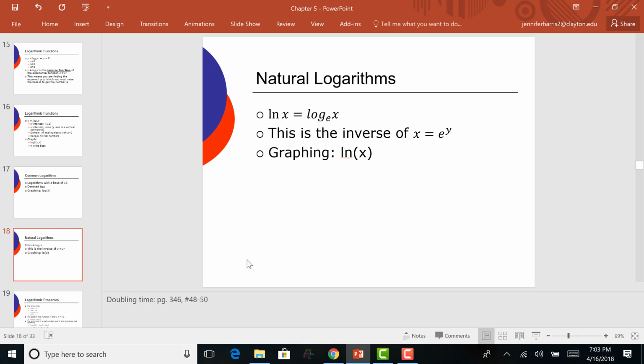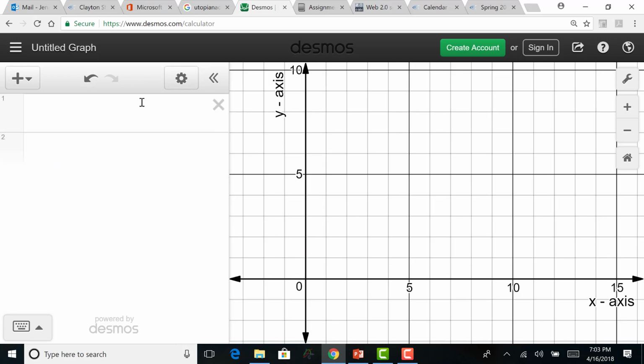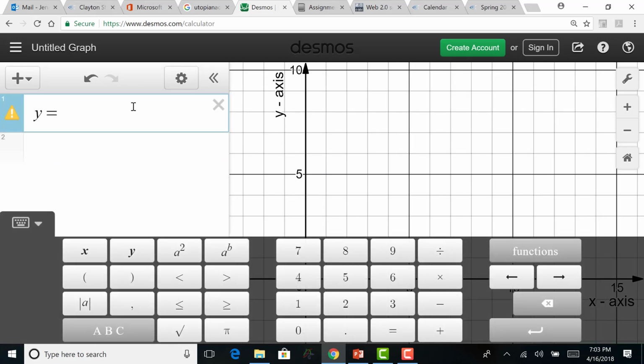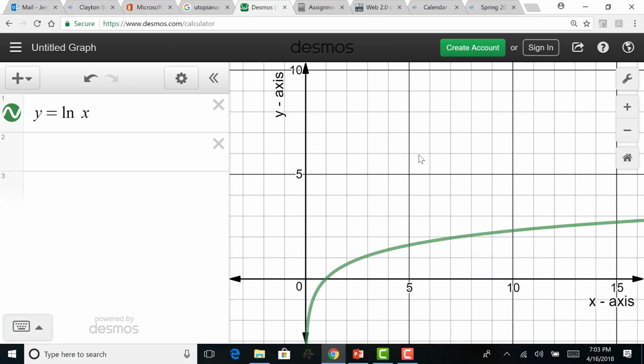So if we go to Desmos, let's actually put that in. Delete these. y equals natural log of x, and I put a space. So there's the curve, there it is. It just wants you to see what that one looks like as well. I literally typed the letter N, the letter L, put a space and an x.